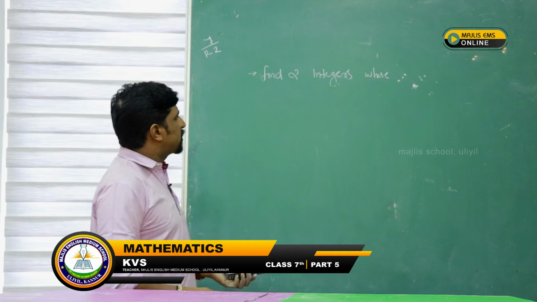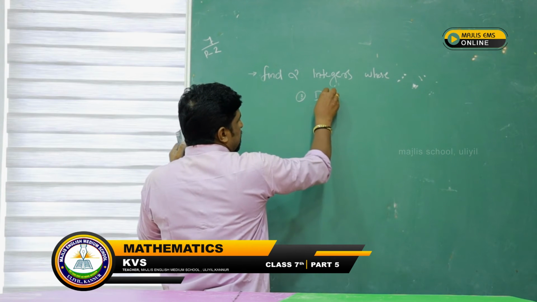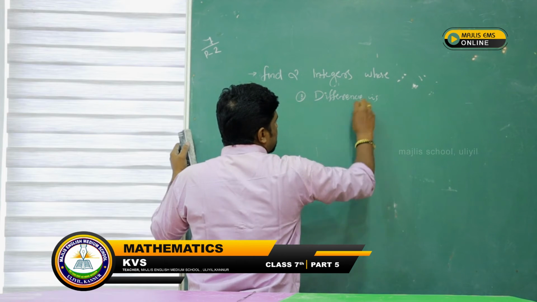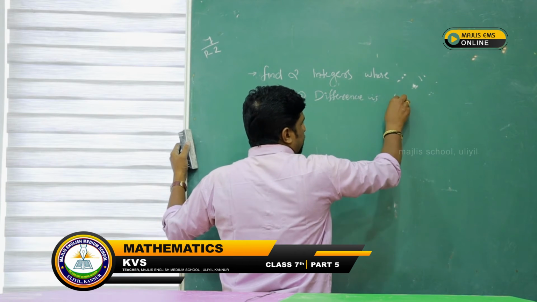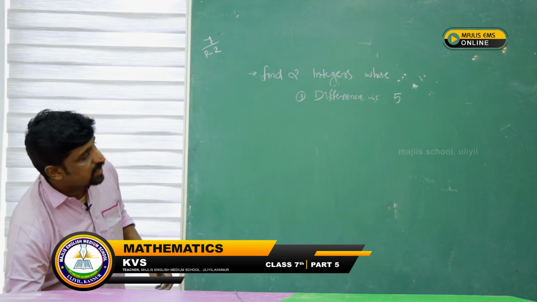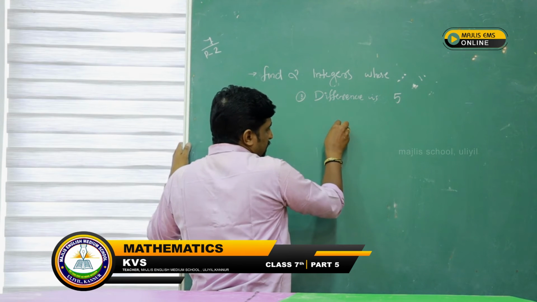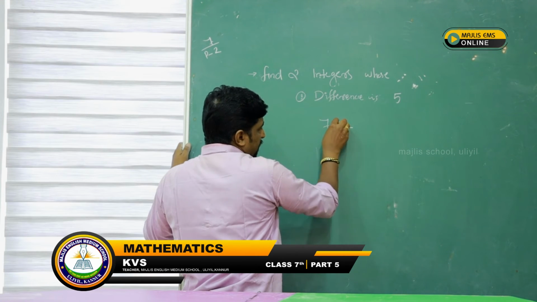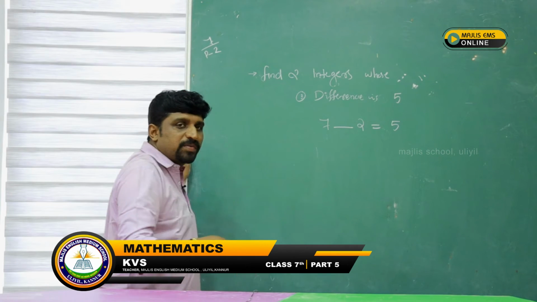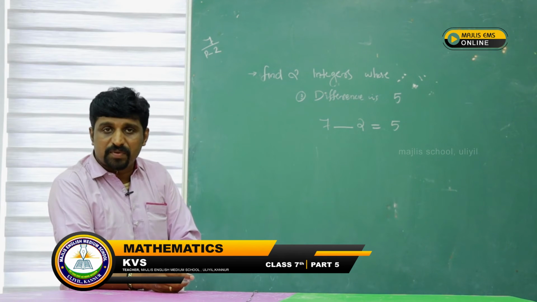The next question is like this. Find two integers whose difference is 5. Suppose we can take like this. Whose difference is 5. You know that in between is always subtraction. Therefore 7 minus 2 equal to 5. That is the difference. When we consider numbers 7 and 2, the answer we got is 5.